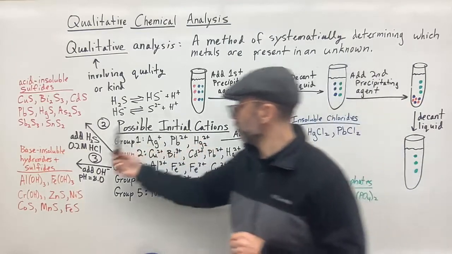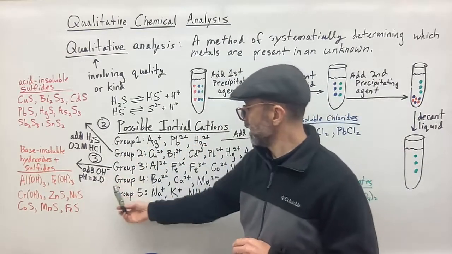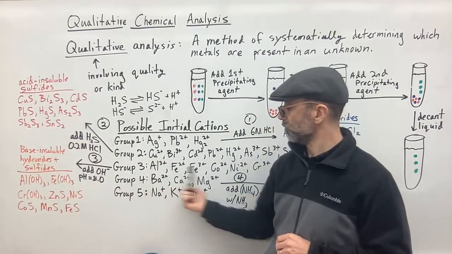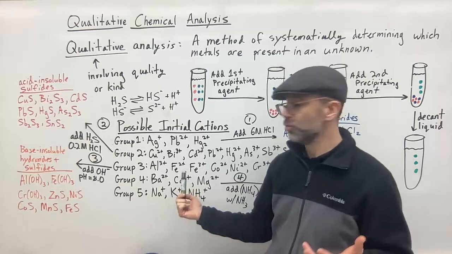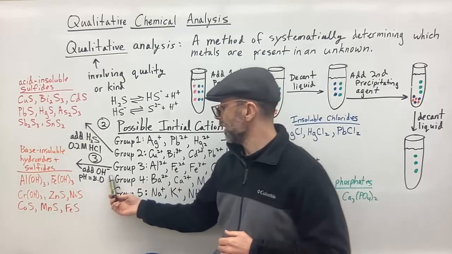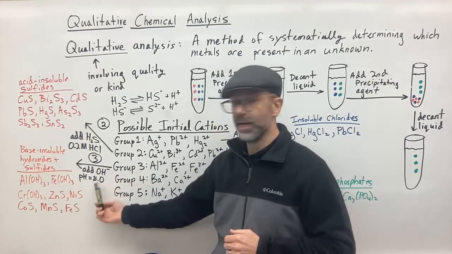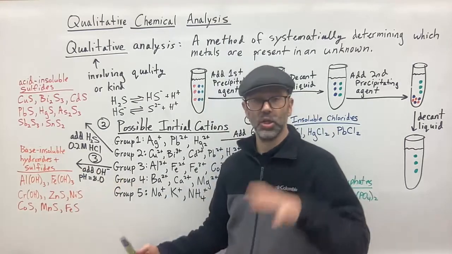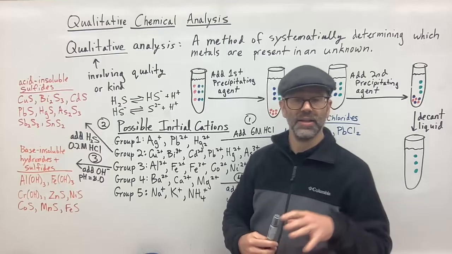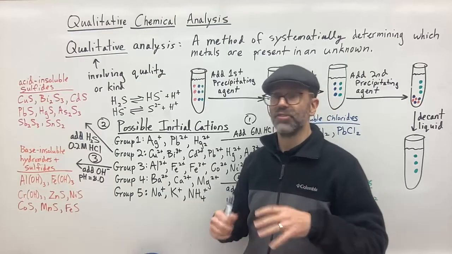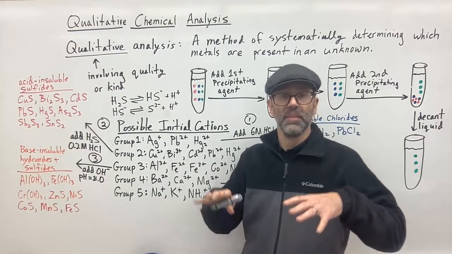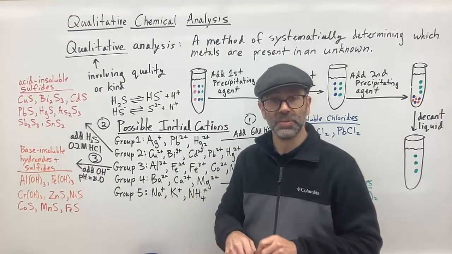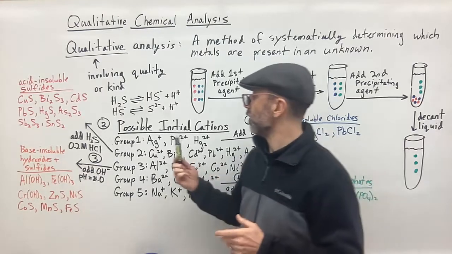So then number 3 here, the next step would be to test whether I have group 3 metals in my leftover supernatant. In this case, I'm going to add my hydroxide ion, and that does a couple of things. One, it's going to raise the pH, lowering the H plus concentration. Why do I want to do that?